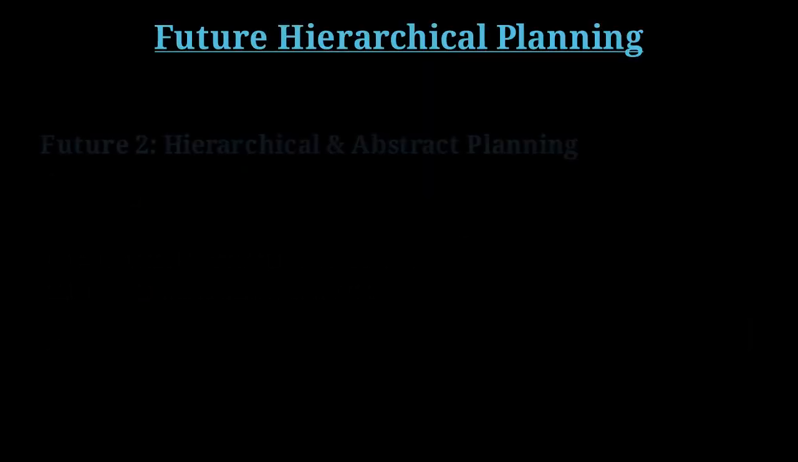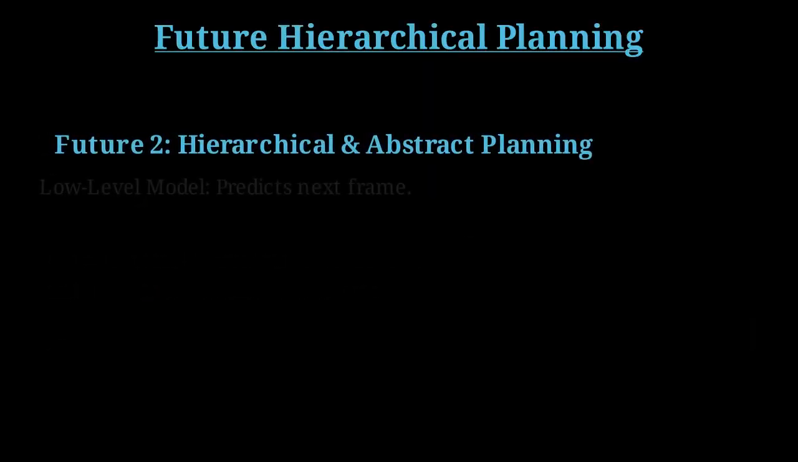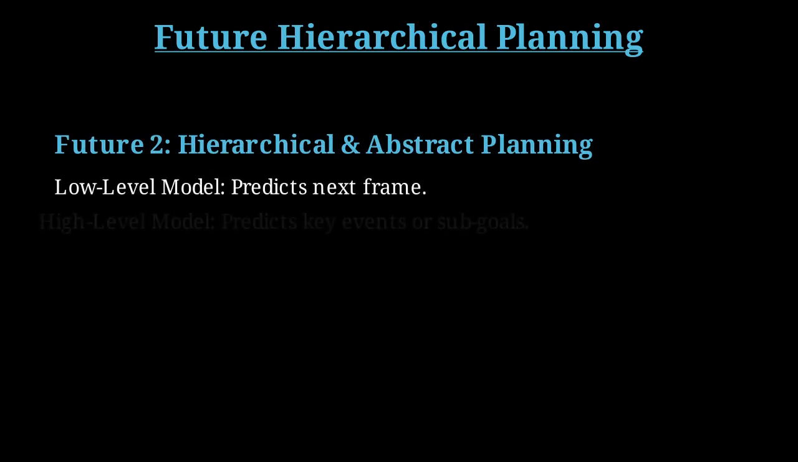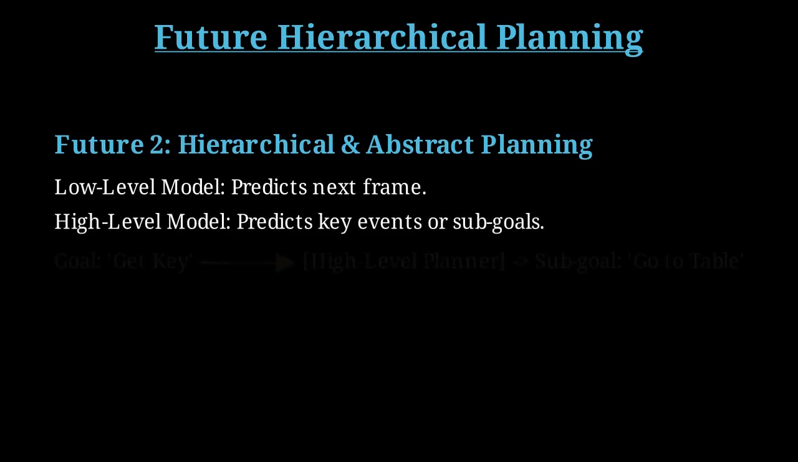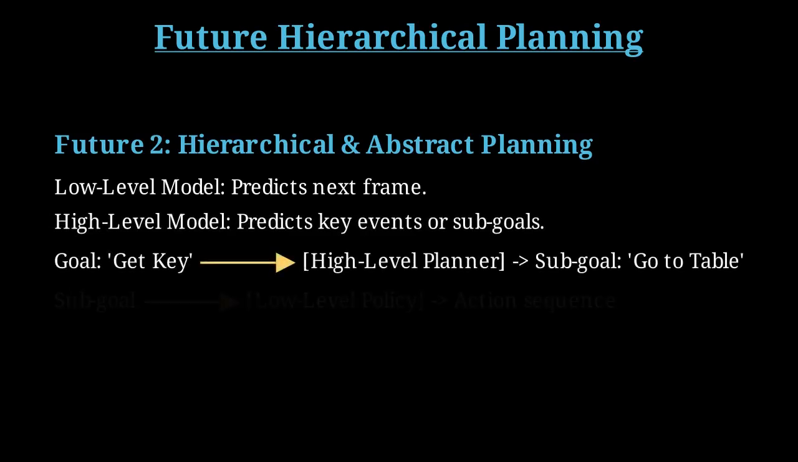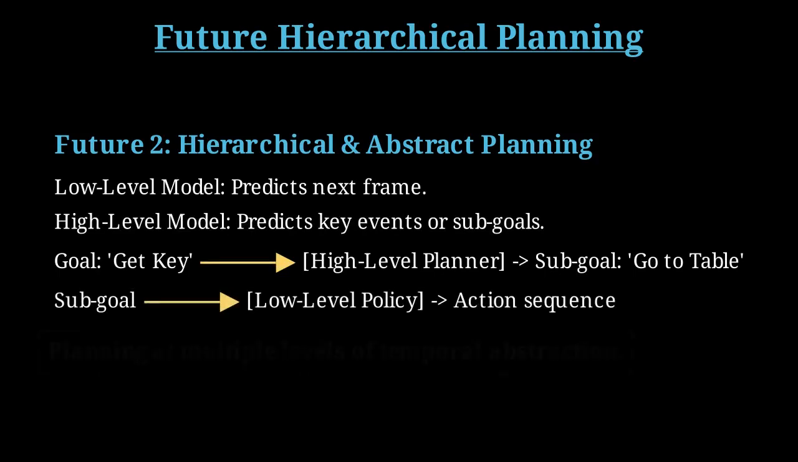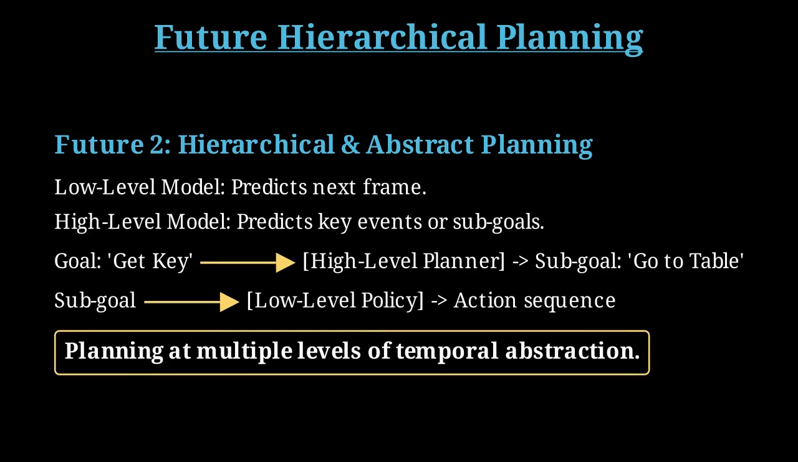Another exciting direction is hierarchical planning. Current models plan at the level of primitive actions: turn left, move forward. Humans, however, plan abstractly: go to the kitchen, then make coffee. Future world models could be trained at multiple temporal scales. A high-level model might dream in terms of abstract goals, which a low-level model then translates into concrete actions. This would allow agents to solve much longer horizon tasks by breaking them down into manageable sub-problems, a key component of scalable and intelligent behavior.